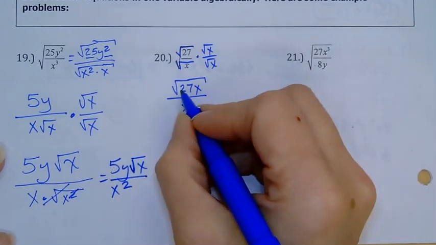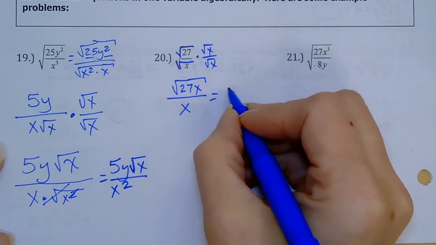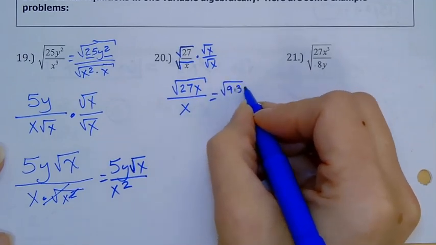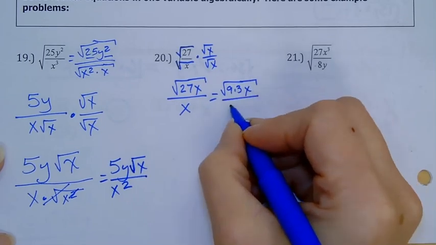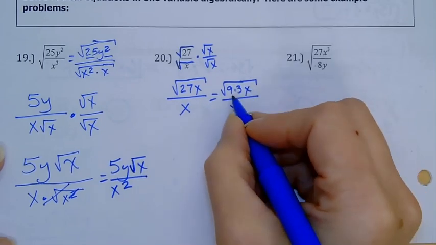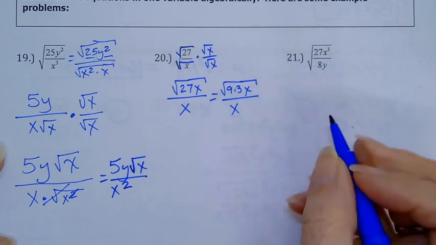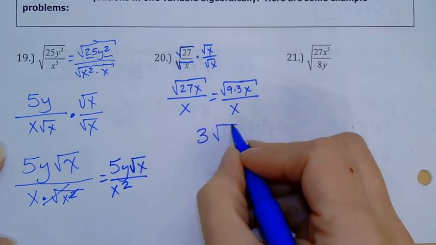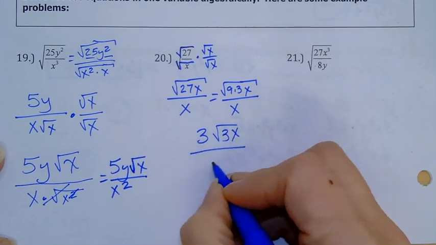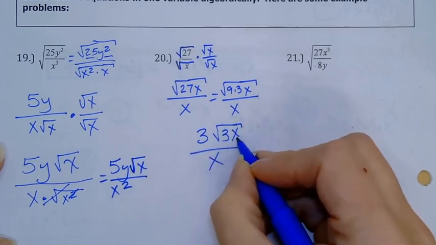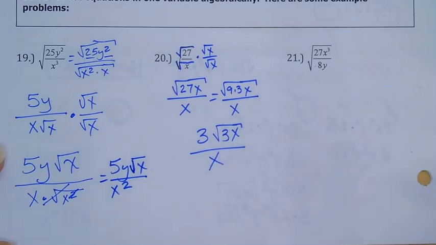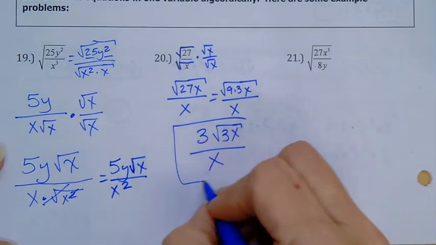But I know the square root of 27 is really, 27 is 9 times 3, so it's the square root of 9 times 3 times x. This is all over regular x. So I'm going to pull out a 3. The perfect square that I see there is 9. So I'm going to have 3 times the square root of 3x, and it's all over x. Since this x is under a radical and this x is not, I cannot simplify them. Okay, but that's my answer there.